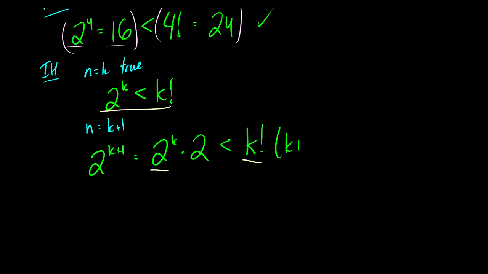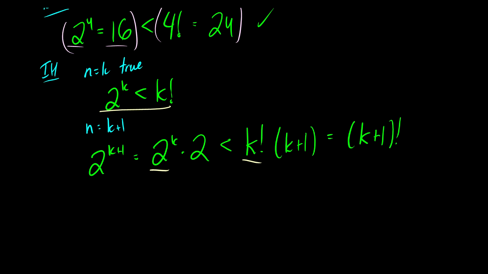Now why is 2 less than k plus 1? Well, we have n equal to k plus 1. But what is the minimum value for n? We're saying n greater than or equal to 4. So this k plus 1 is not going to be less than 4. And 2 is definitely less than 4. So our 2 is going to be less than k plus 1, no matter what our k plus 1 is. And what is k factorial times k plus 1? That's the same thing as k plus 1 factorial.